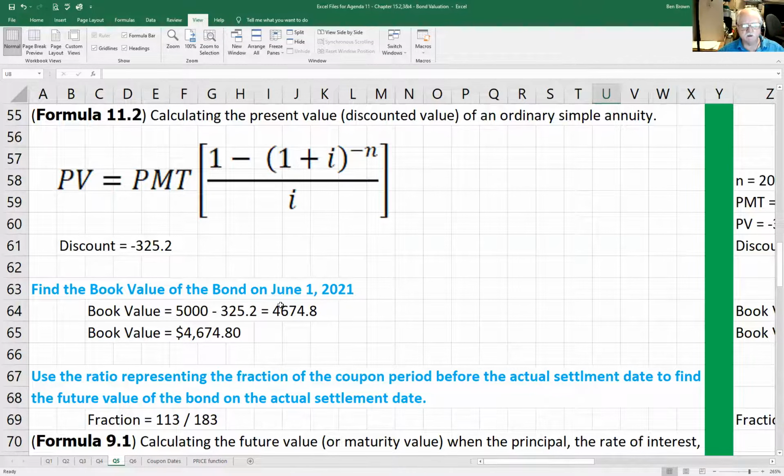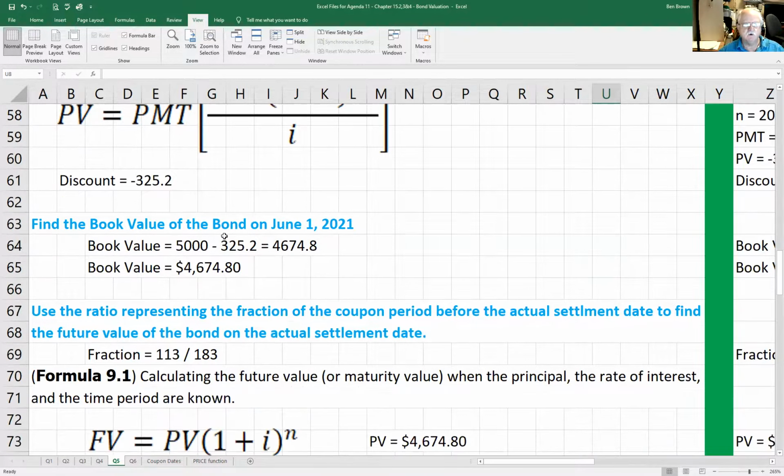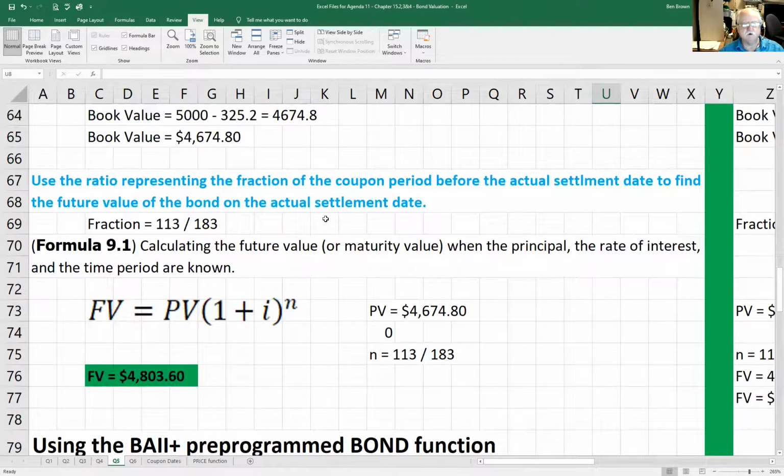So when we calculate the book value of the bond, we take the $5,000 minus the discount. So the book value is this, 467,480. But we still have this annoying fraction to deal with. So we've got to take the book value and find the future value for 113 days out of 183. So we get this 480360.